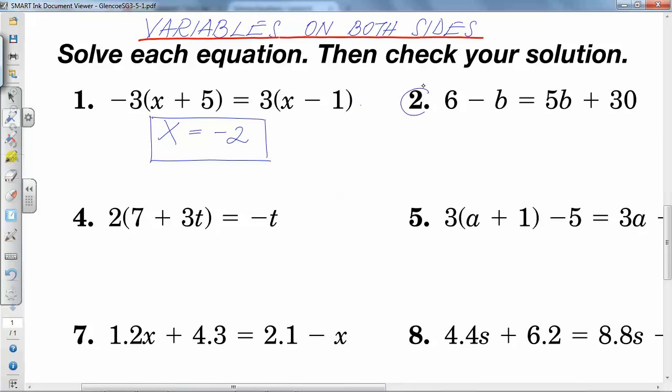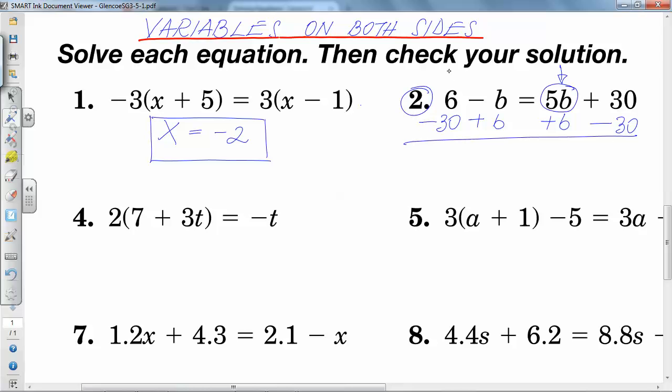Okay, problem number 2: 6 minus b equals 5b plus 30. I will keep my variable on the side where I have the larger coefficient, right? 5 for this one, negative 1 for that one. I'm going to keep my variable on the right, which means this negative b should go away from here. I will add b to it, and I will add b to the other side. Now, because I'm going to keep my variable here, I will take that 30 away from both sides.